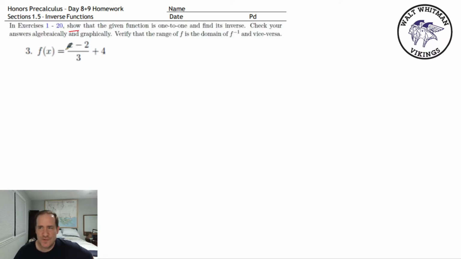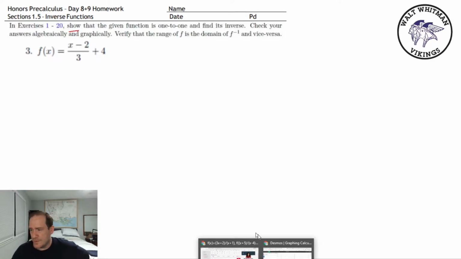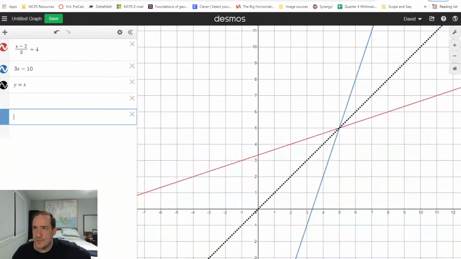To show that this function is 1 to 1 algebraically is weird. To show that it's 1 to 1 numerically is weird. I don't want to do it. I think falling back on our understanding of the graph is fine. So what does that mean? It means we could go to Desmos or whatever other grapher you got. Ignore the blue. The blue is our inverse function, but there's our function in red.